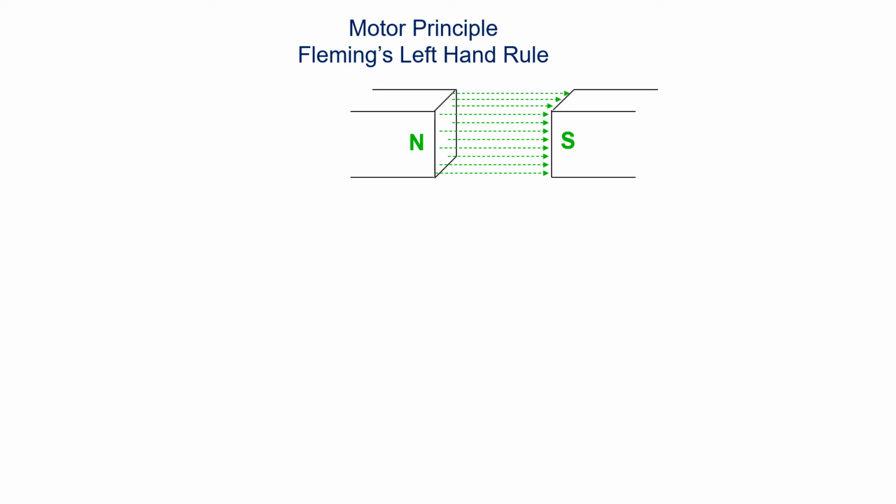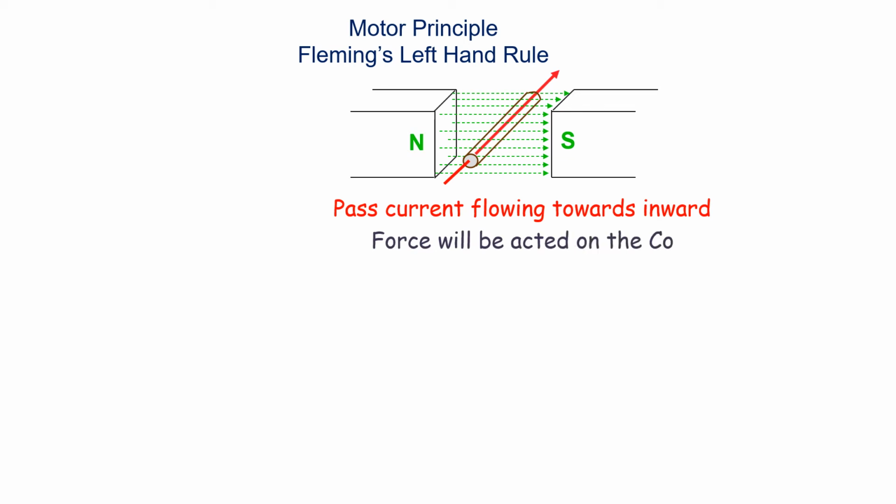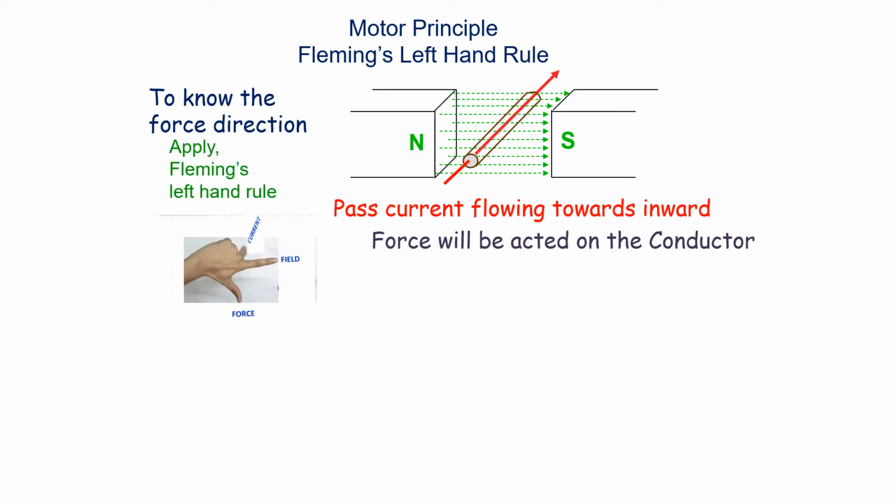We have the magnetic field in which a conductor is placed. Pass the current flowing towards inside. Because of this current carrying conductor placed in a magnetic field, a force will be acted on the conductor. In order to know the force direction, apply Fleming's left-hand rule. The forefinger is shown in the field direction. The middle finger is shown in the current direction toward inside.